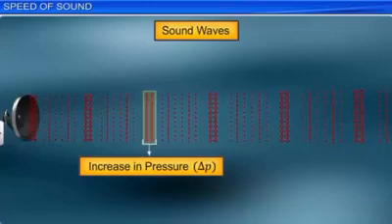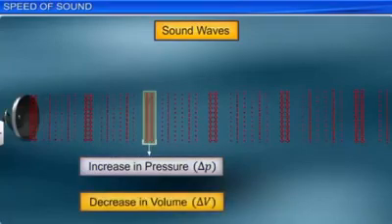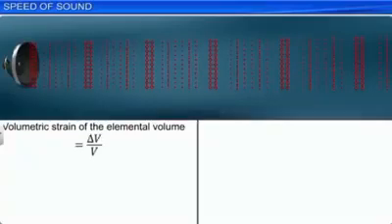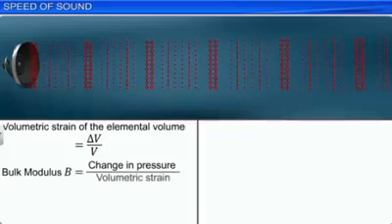the elemental volume decreases by delta V. The volumetric strain of the elemental volume is denoted by the ratio between delta V and V. Bulk modulus B is expressed as the change in pressure by volumetric strain, which is equal to minus delta P by delta V by V. Let this be equation 1.